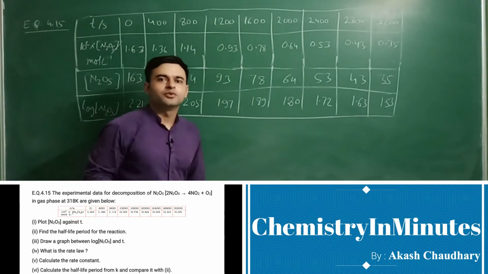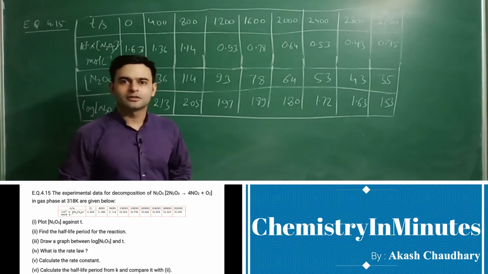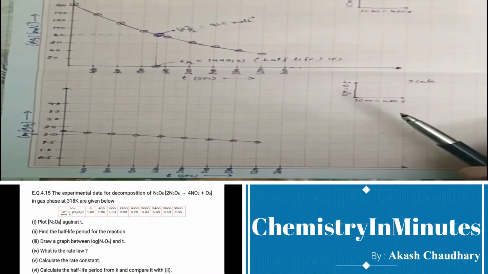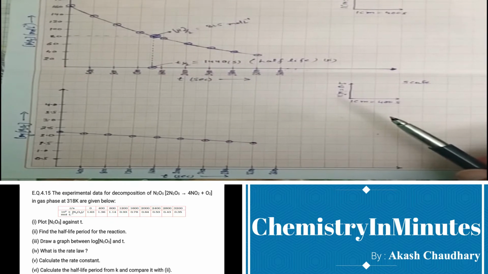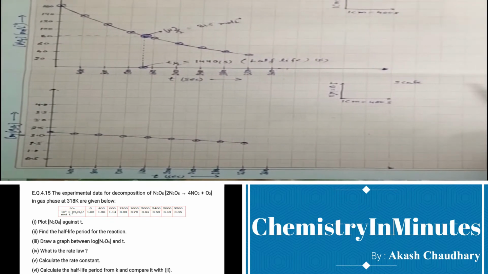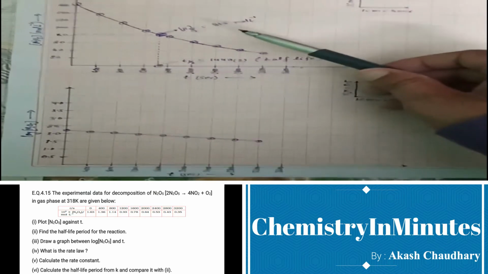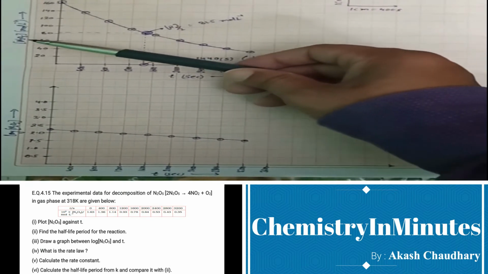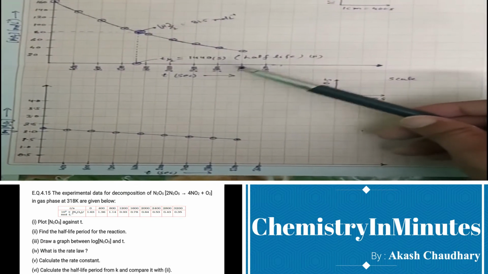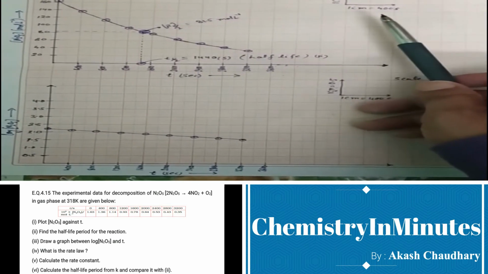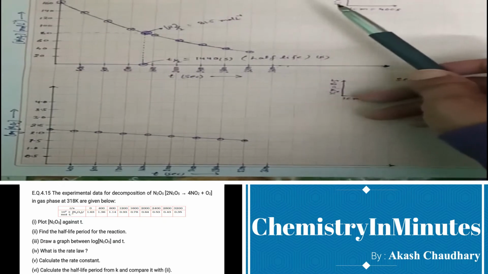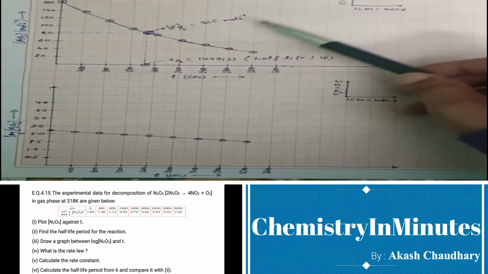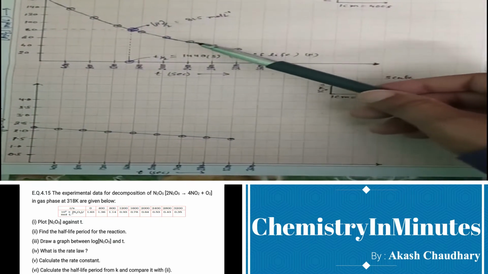After this you will be watching the graph of this question. Now on the graph paper we are looking at the graphical solution of exercise question 4.15. In the above graph we have plotted concentration of N2O5 against time. For the horizontal axis, the scale has been taken as 1 centimeter equal to 400 seconds, and for the vertical axis it is 1 centimeter equal to 20 mole per liter. As we can see, this graph is non-linear.